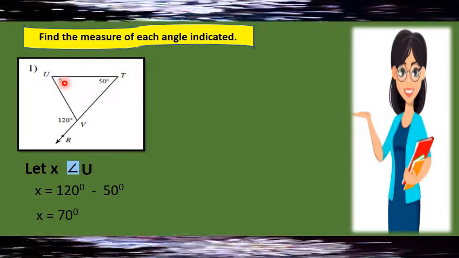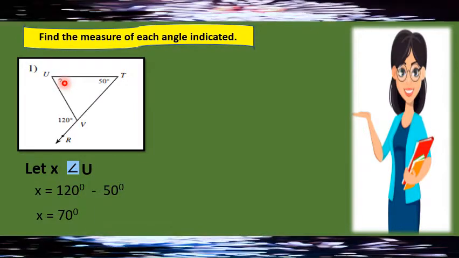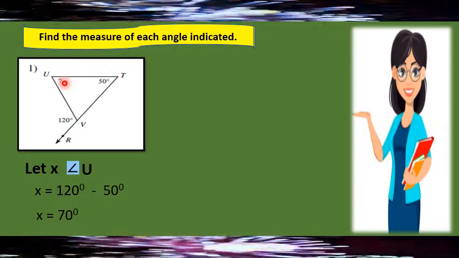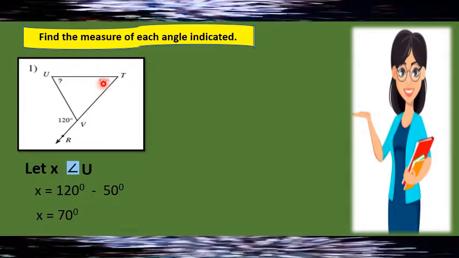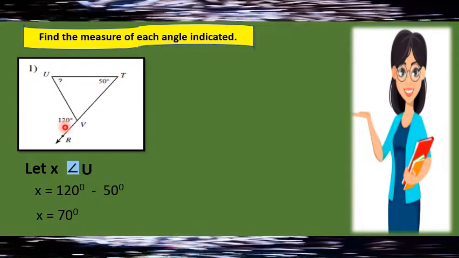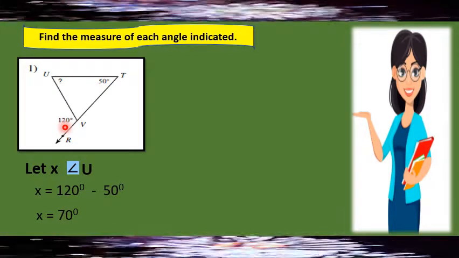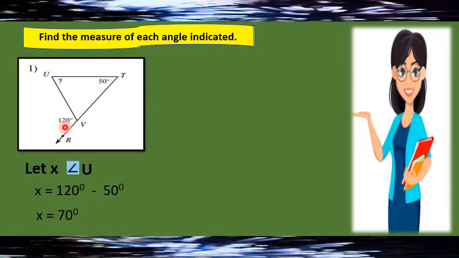To check if our exterior angle is correct, let's add 70 degrees to 50 degrees. That is equivalent to the exterior, which is 120 degrees. That's only for checking to know if your answer is correct or not.